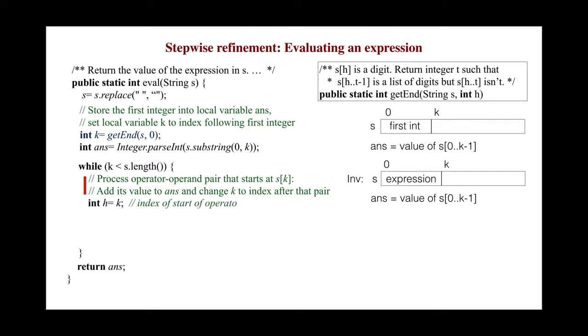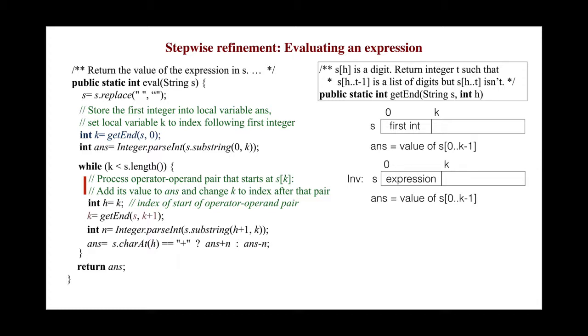First, save the index of the start of the operator-operand pair in h. Then, call getEnd to find the index following the integer and store the index in k. Then, use function parseInt to extract the integer in s sub h dot dot k minus 1 and store its value in n. Finally, use a conditional expression based on operator s sub h to add n to ans or subtract n from ans. This completes the development of function eval.